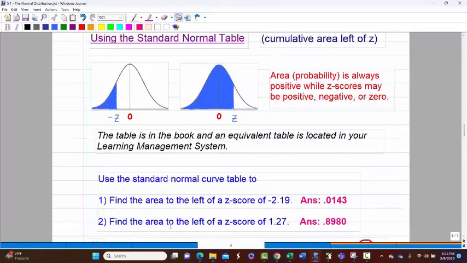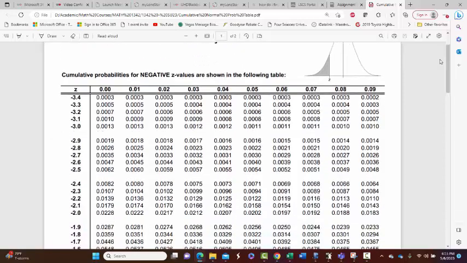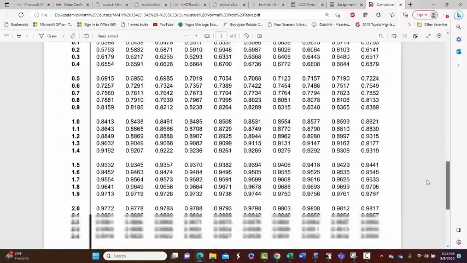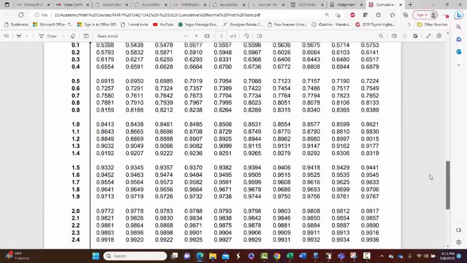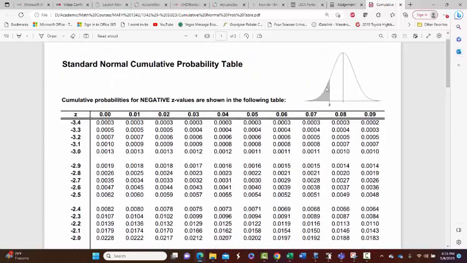So the chart has 2 pages. On the left column, it has a negative side for the z's, and you come down the next page, and you've got a positive side for the z's. All right, and it's showing you a picture here. So the number you find off this table is this area here to the left.